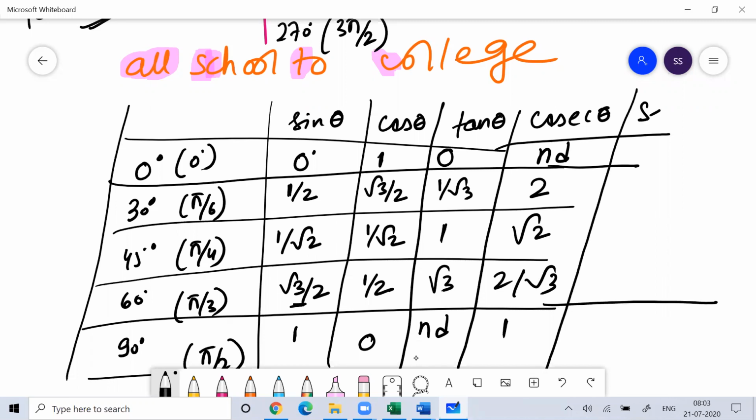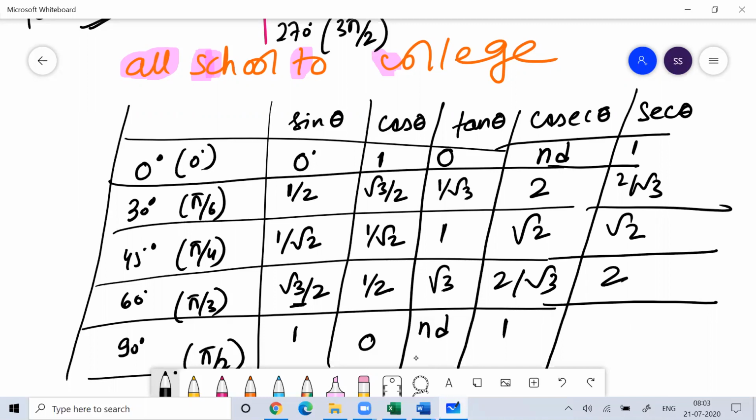Sec is 1 by cos. So sec 0 degree is 1, sec 30 degree is 2 by root 3, then sec 45 degree is root 2, sec 60 degree is 2, and sec 90 degree is not defined.